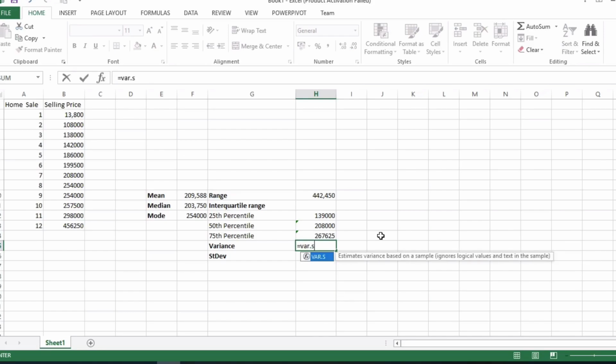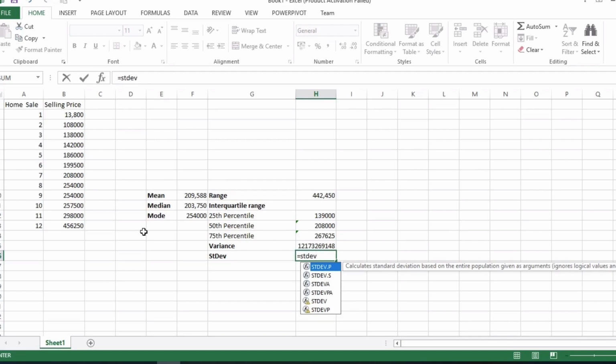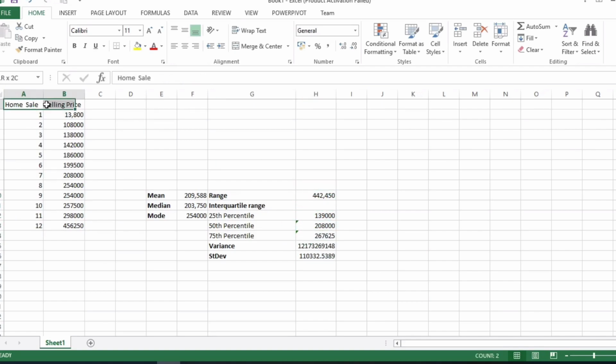Okay, our next computation is variance. The variance can be computed by VAR.S, and then open parenthesis, the data set, and then close parenthesis, and enter the formula. And then the last one, the standard deviation, we have STDEV.S, since it is a sample, and then open parenthesis, the data set, and then enter.